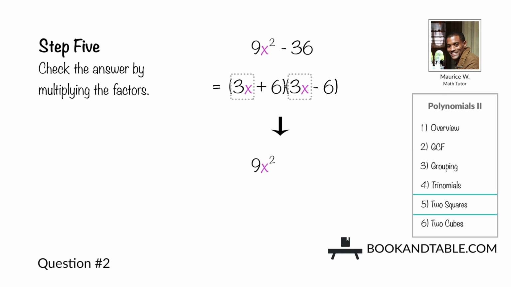So we get 3x times 3x, which is 9x squared. We get 3x times negative 6, which is negative 18x. 6 times 3x is positive 18x. These two terms cancel each other out. And lastly, we have 6 times negative 6, which is negative 36. So since the final polynomial matches the original polynomial, that confirms that 9x squared minus 36 is equal to 3x plus 6 times 3x minus 6.